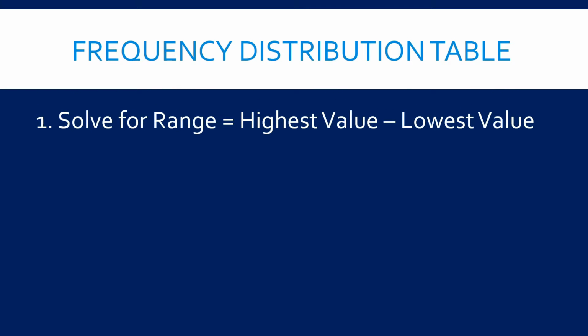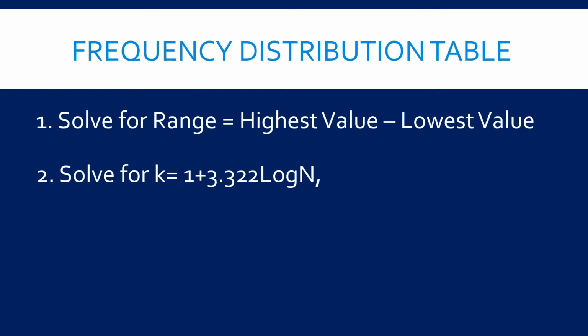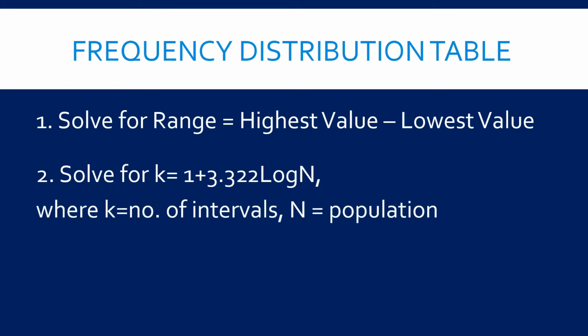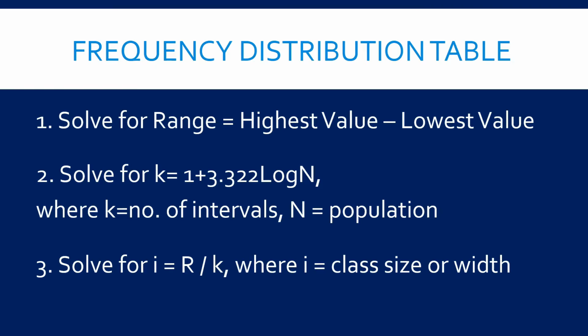Number one, we have to solve for range, which is the highest value minus the lowest value. Number 2, we are going to solve for k, which is equal to 1 plus 3.322 log of n, where k is the number of intervals that we are going to make, and n is the total number of population. And step number 3, we are going to solve for i, which is equal to range over k, where i means the class size interval or class width.